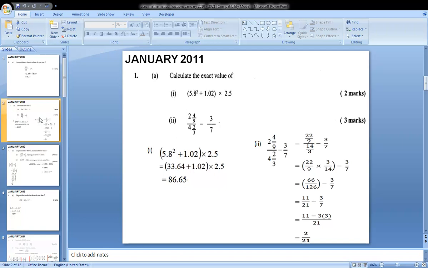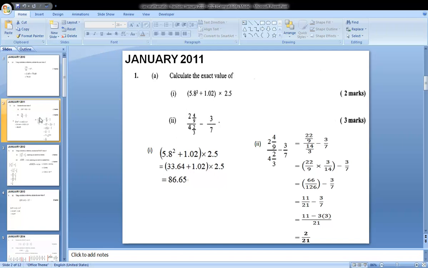2 and 4/9 divided by 4 and 2/3 subtracted from 3/7. So first what we do, we change our mixed fractions to improper fractions. We multiply 9 times 2 and then we add 4. We get 22/9. We do the same for the 4 and 2/3. So 3 times 4 is 12, then we add 2, that's 14/3, and we subtract that from 3/7.